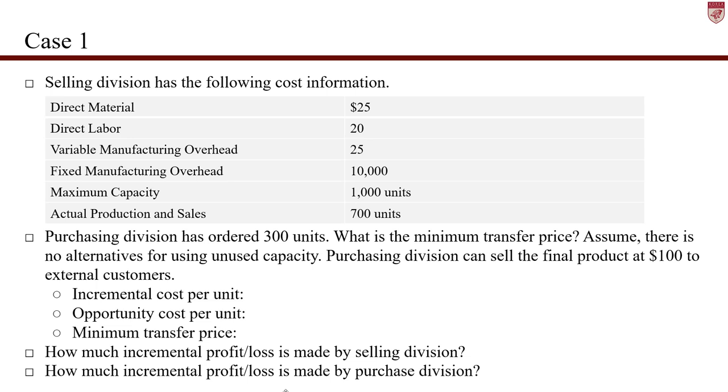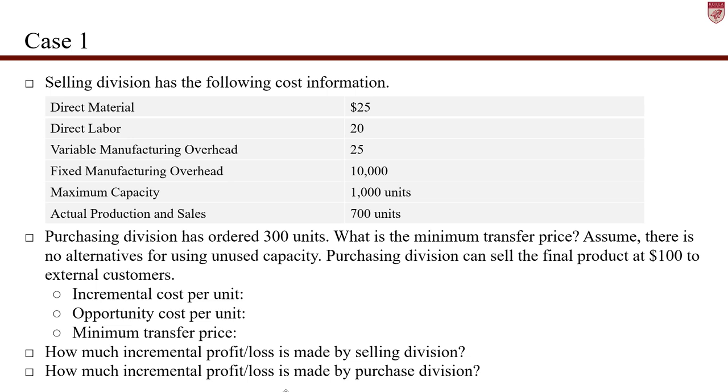Now, the purchasing division has ordered 300 units from the selling division. In this case, what is the minimum transfer price? We are going to assume that there is no alternative for using the unused capacity for the selling division. And the purchasing division can sell the final product at $100 to the external customers.